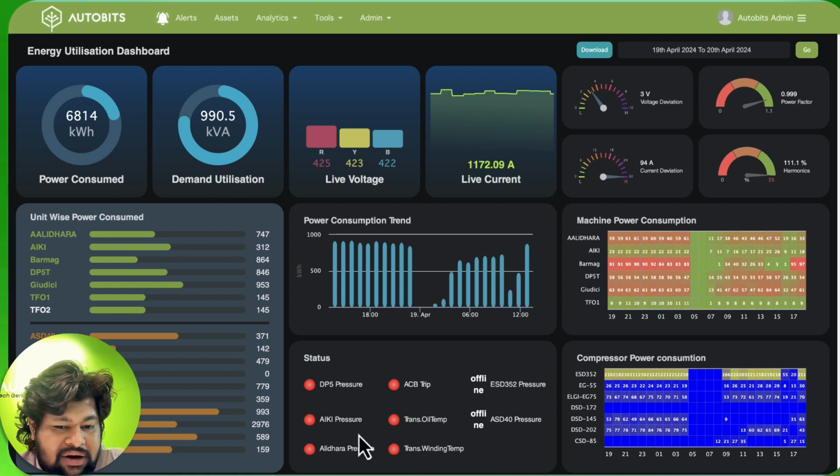Then we also have different statuses. So if there is some pressure switch going on, if there's high pressure, if there is a trip sending, we see that everything is normal right now. It's very healthy right now, it's good. And pressure, we don't have data right now, but if provided, we can also integrate different data into this.